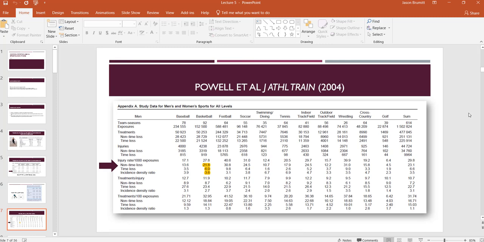Here is another table from Powell et al. We looked at Powell et al., I think back in week number 3. And in Powell et al., this is illustrating injury rates. And in this particular situation, again, a lot of these examples I have are sports-related examples, but you could look at an injury rate, you could look at a disease rate, you could look at a particular outcome in a population that you work with.